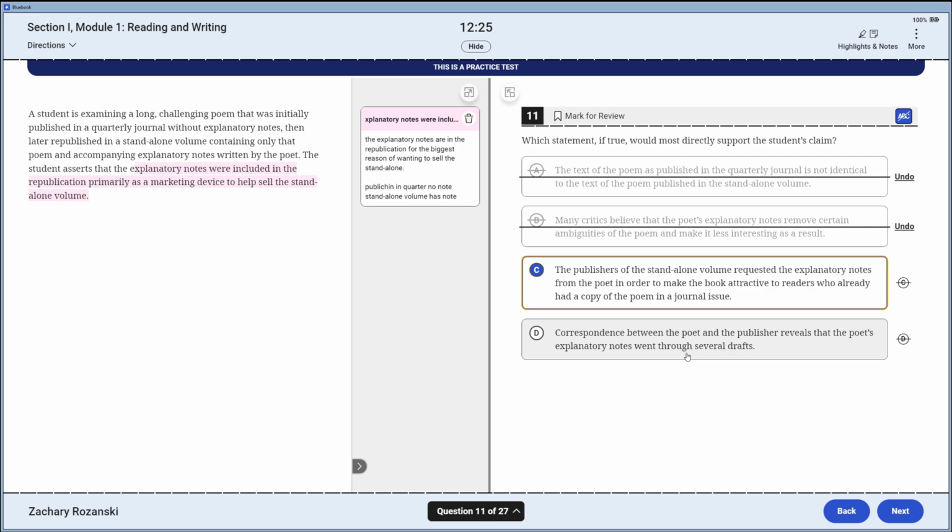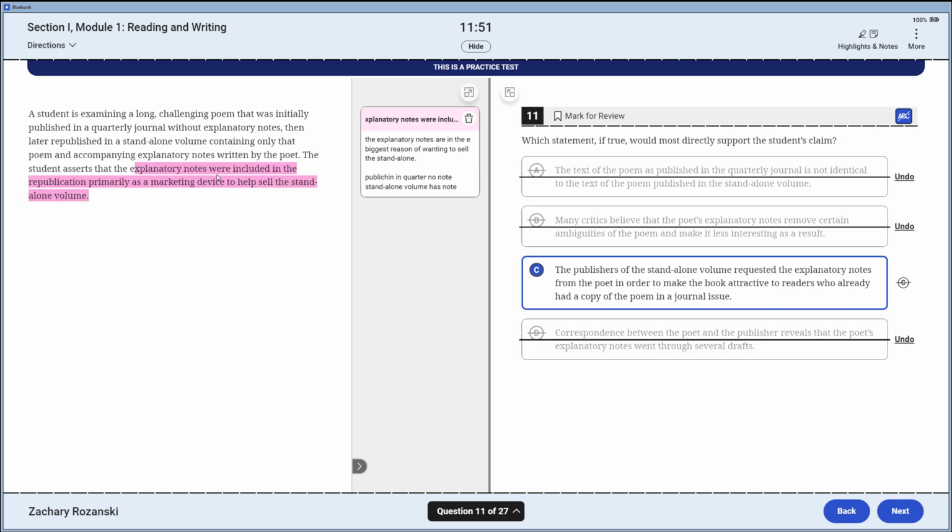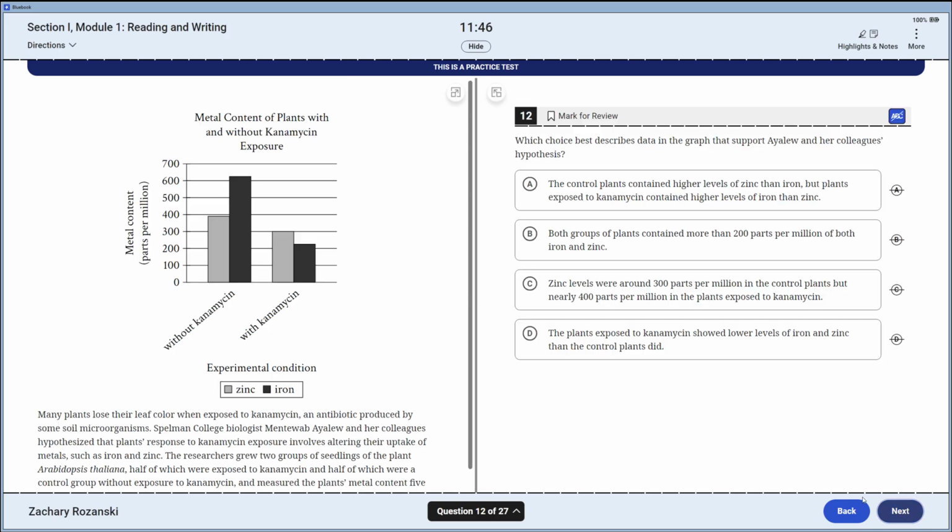I'll check D though. Correspondence between the poet and the publishers revealed that the poet's explanatory notes went through several drafts. So the explanatory notes are the biggest reason for wanting to sell the standalone. So this does engage with it, but this just shows that the publisher wanted the poet to change the thing, but it's not proving that it was primarily a marketing device. Maybe he just was like, your notes suck, bro. The language here is the primary thing. We're trying to show it was primarily to sell. In order to sell is giving it exactly what we want.